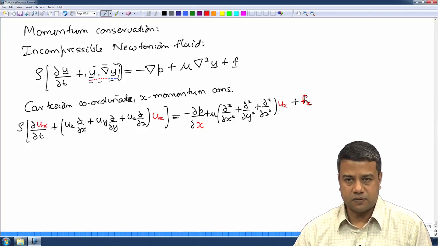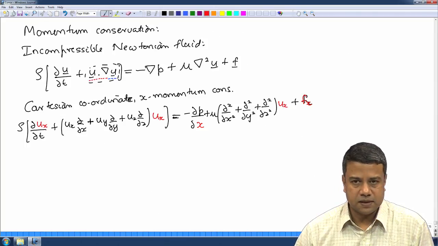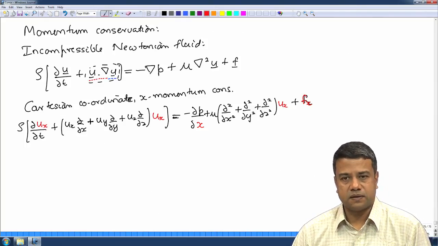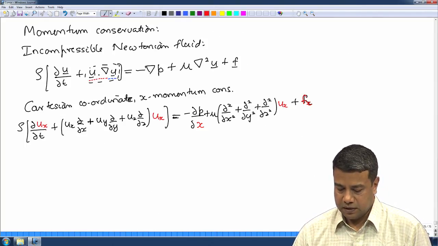The red colored ones are what you would change from u x to u y. The rest remains the same, and similarly from u x to u z. So, that is the momentum conservation equation.